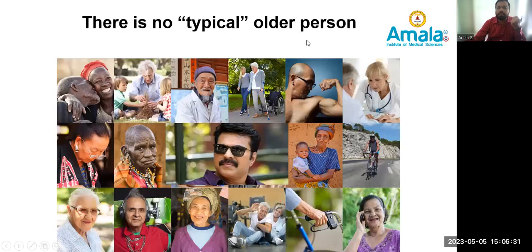There's no typical older person. Every older person is different from the other, and the two phrases that are very important in geriatrics are function and quality of life. Our goal is to maintain the function of the person as long as possible, that is, to enable him to do his activities of daily living as long as possible and to provide quality of life. So it's very simple when we talk about geriatric care.